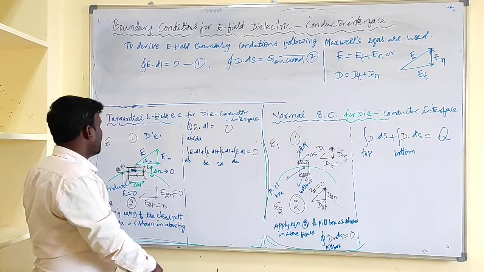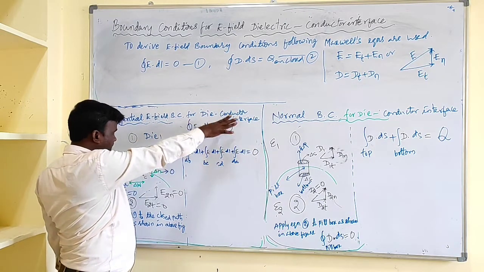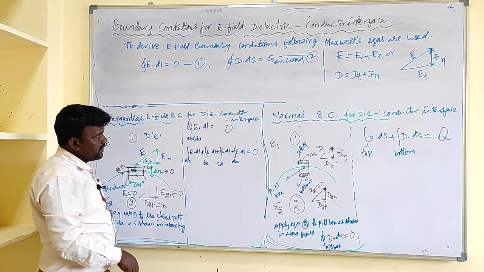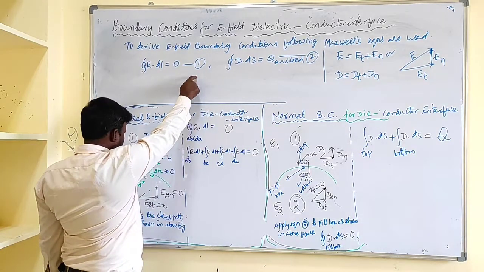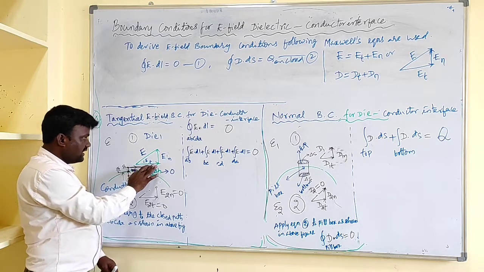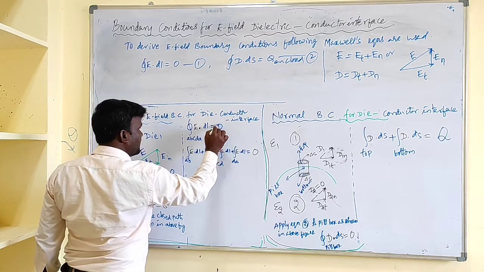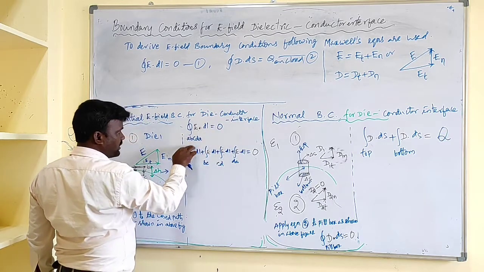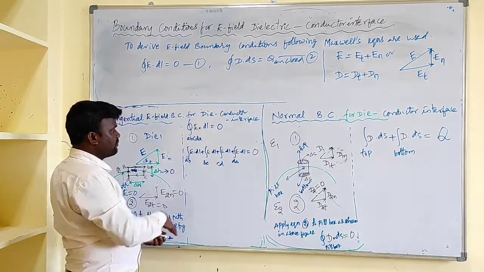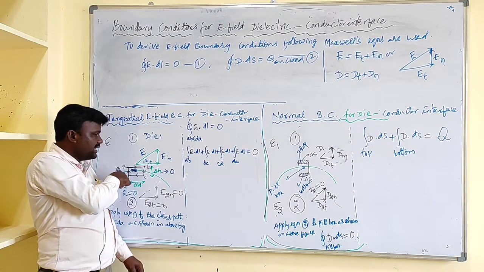In order to derive the tangential electric field boundary condition for the dielectric-conductor interface, we need to apply equation 1 for this closed path ABCDA. Equation 1 is integral E dot dl equal to 0. So the closed path ABCDA can be split as A to B, next B to C, next C to D, and D to A.